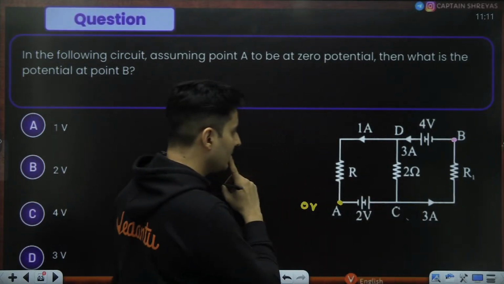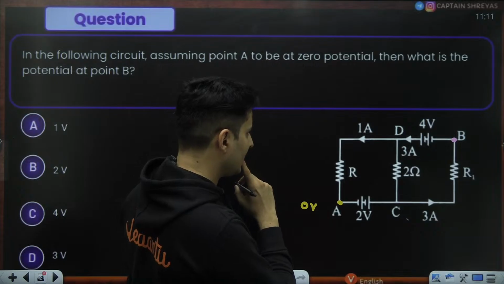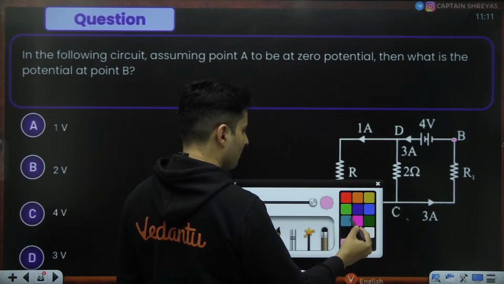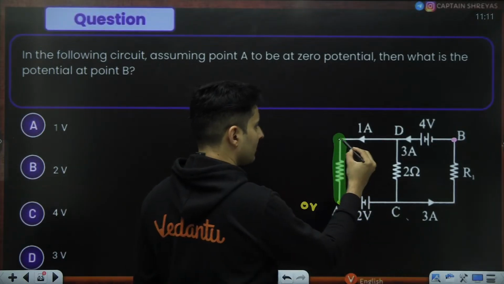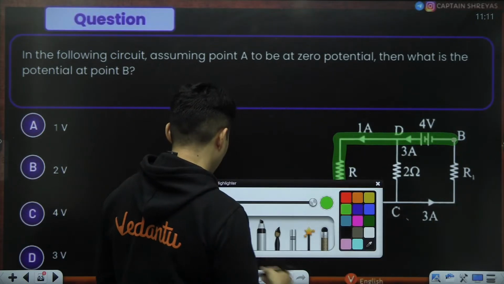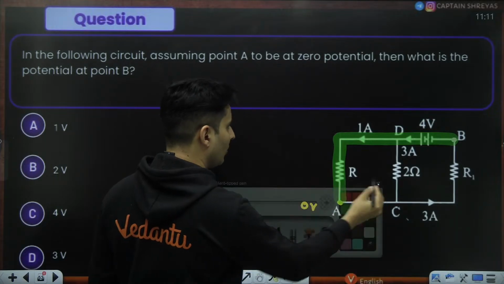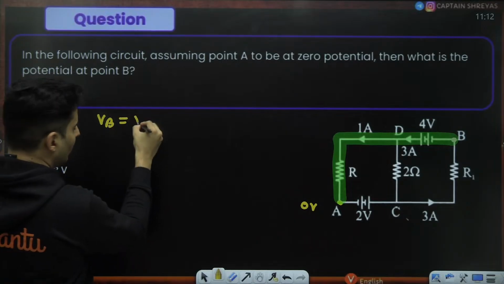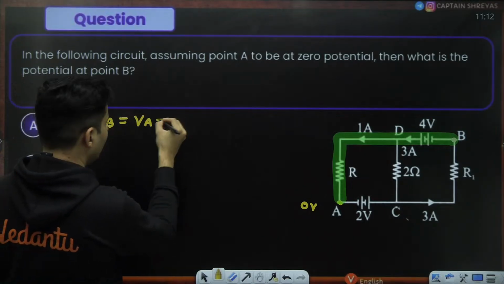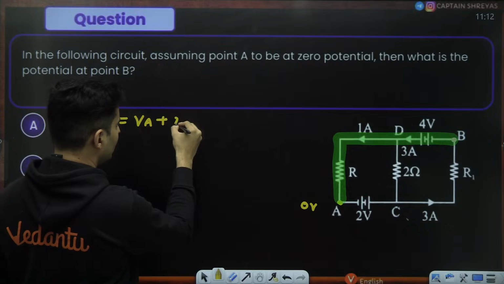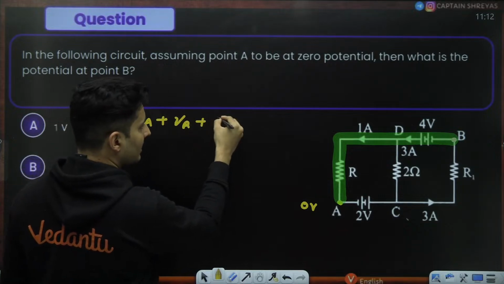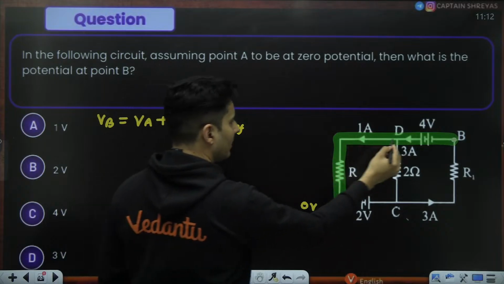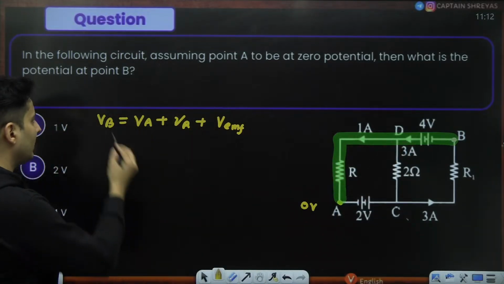The easiest pathway which I can see is this one, I believe. So let me go via this path over here. Okay, let me go via this path, guys. See, observe what will happen. So voltage at point B will be voltage at point A, plus voltage drop across R, plus voltage drop across that EMF. So that will be VB.